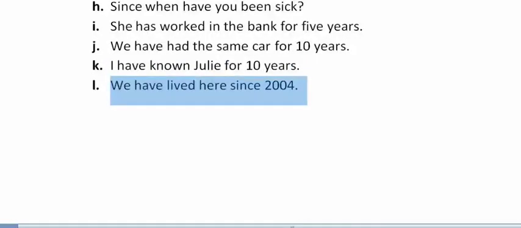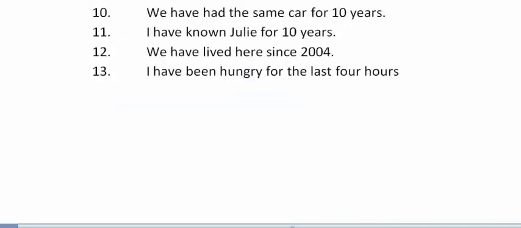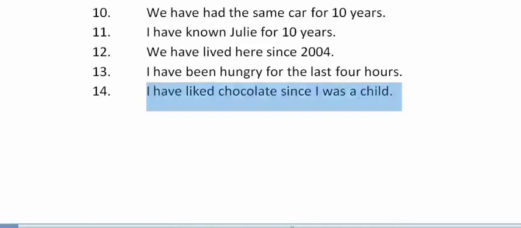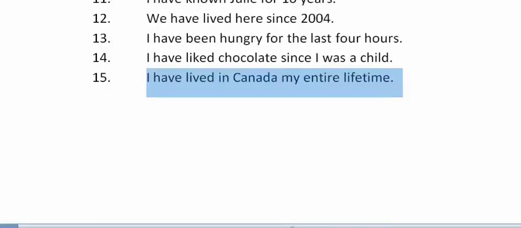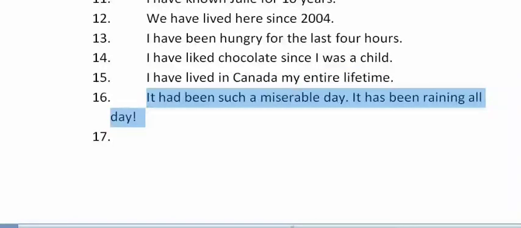We have lived here since 2004. I have been hungry for the last 4 hours. I have liked chocolate since I was a child. I have lived in Canada my entire lifetime. It had been such a miserable day.